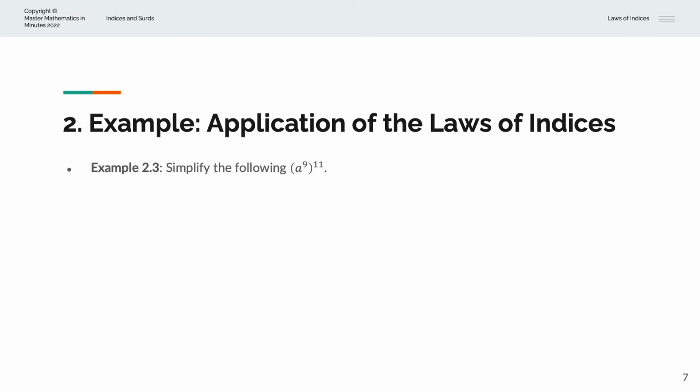So in the third example, we're asked to simplify a to the power of 9, brackets, to the power of 11. And so we'll apply the third law. So a to the power of 9, brackets to the power of 11, is where we multiply the power. And so we have a to the power of 9 times 11. And that simplifies to a to the power of 99.